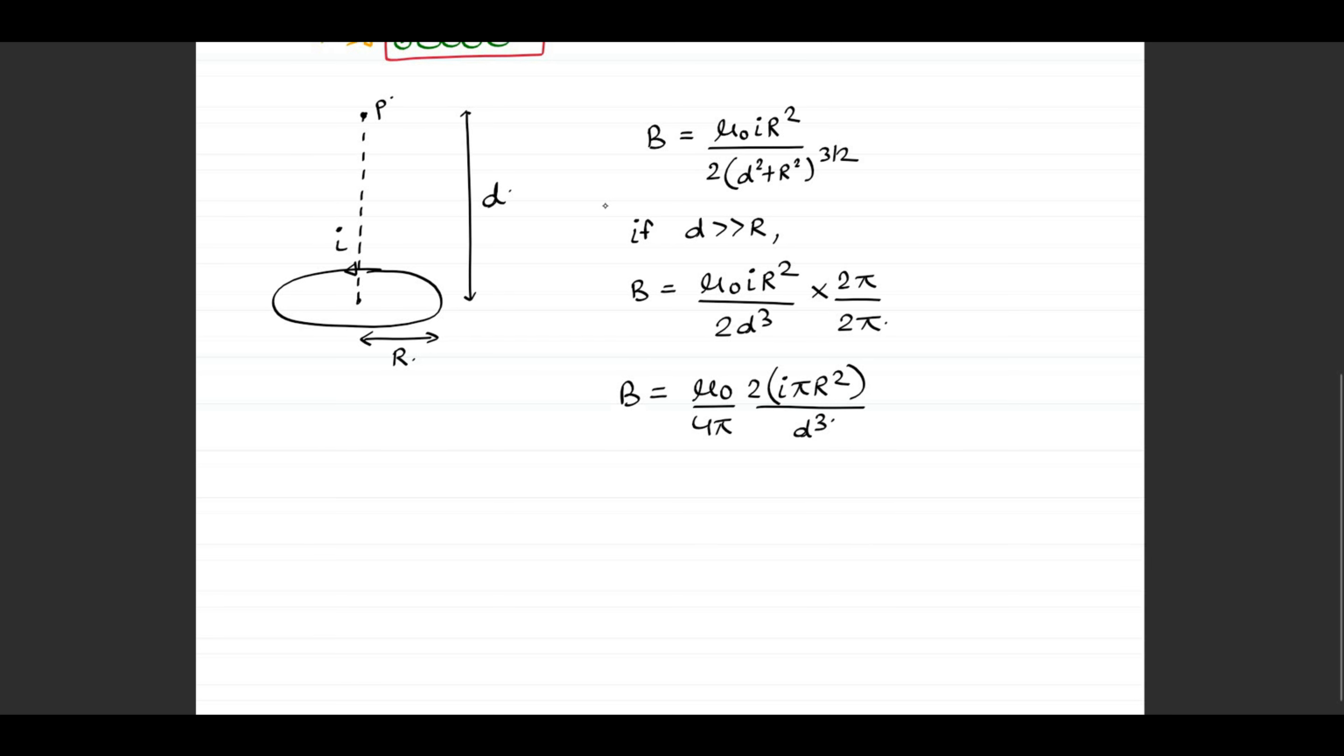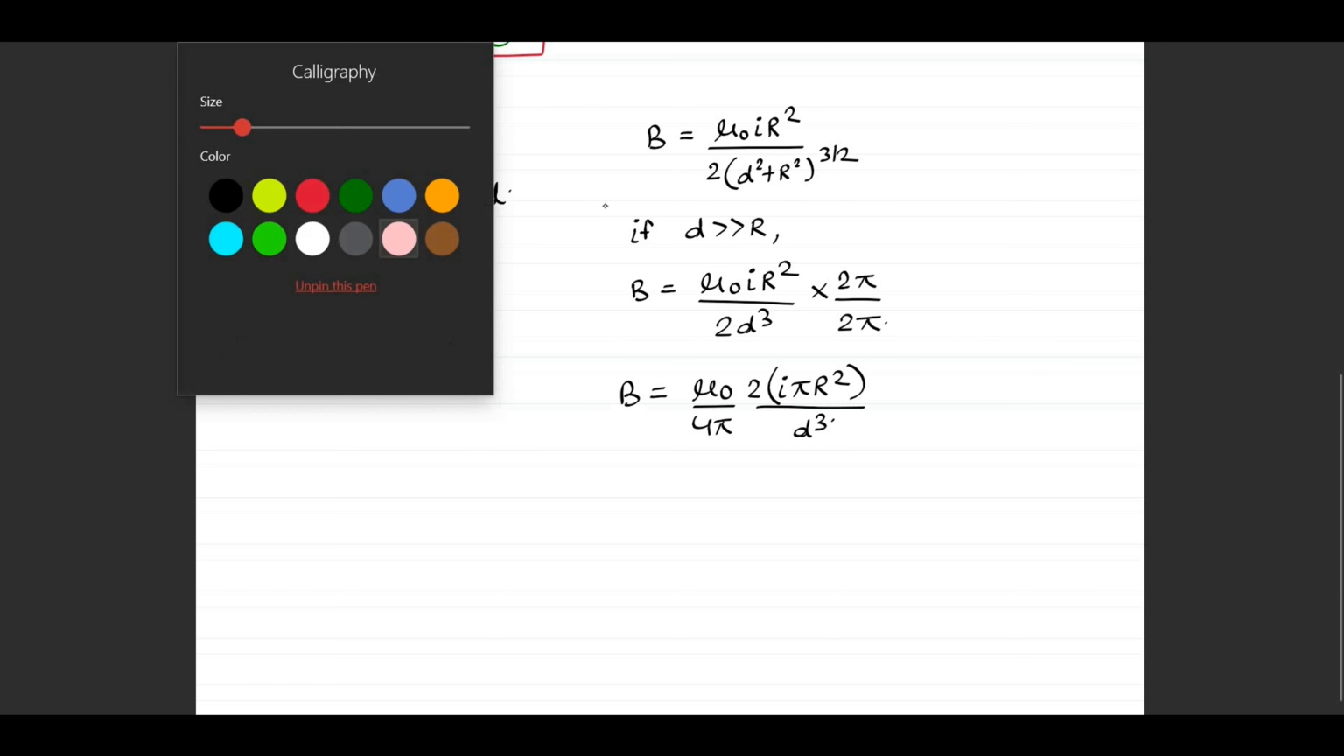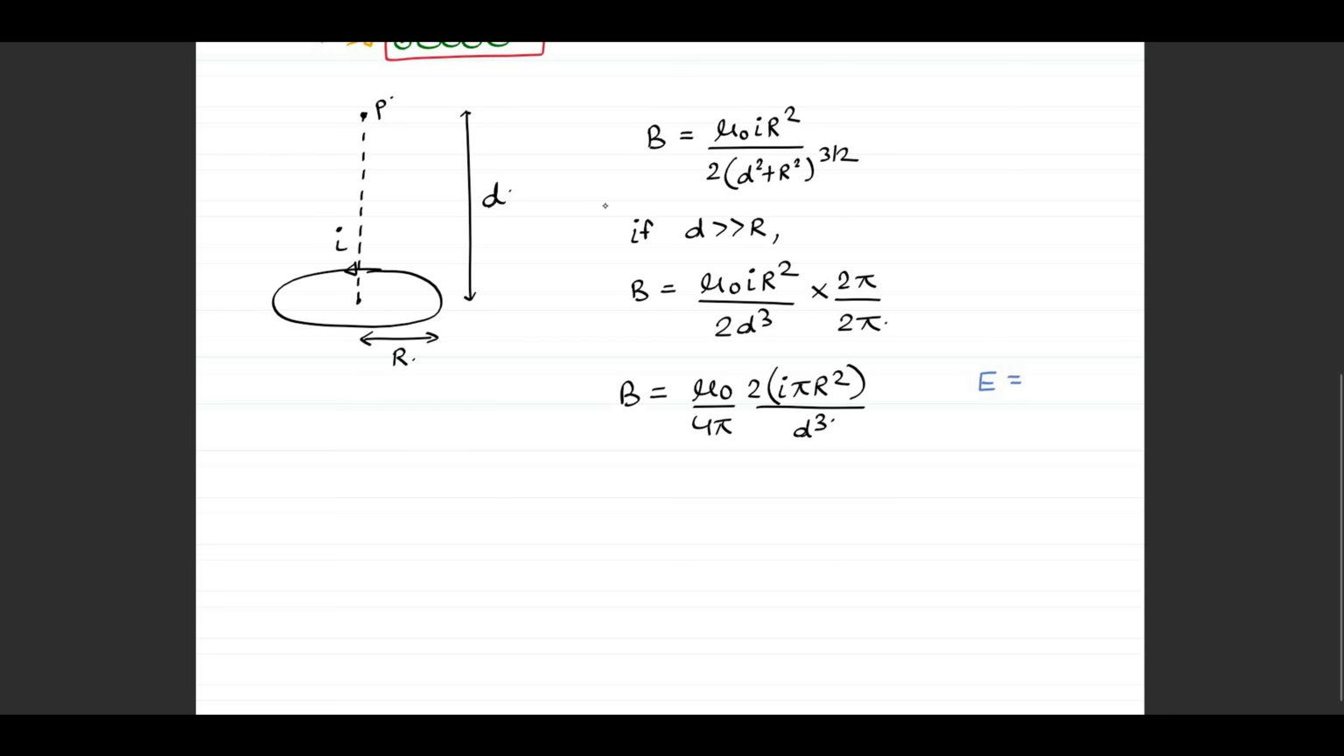Do you remember we have a similar kind of result for a point on the axis of a very short electric dipole also, and that formula was like this. Look at the similarities here. Mu naught by 4 pi is constant in case of magnetism, K is constant in terms of electrostatics. This should have been 2 kp. So 2 is common also in both of them. D cube is common.